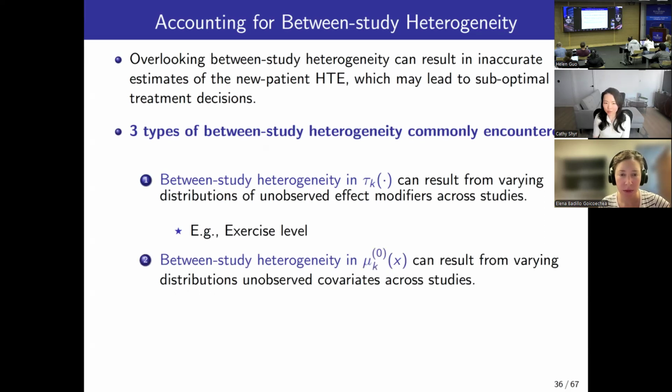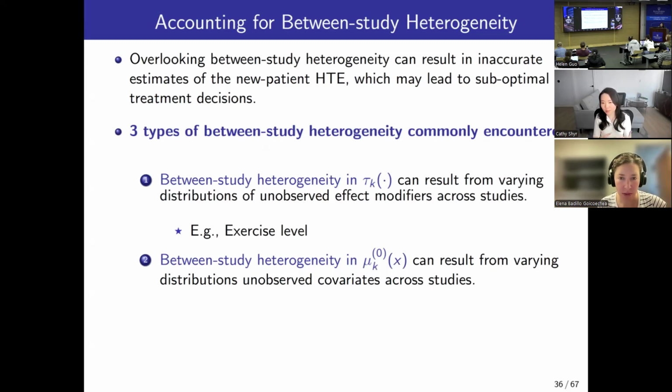The second source is between-study heterogeneity in the mu_0k. This can arise, again, from varying distributions of unobserved covariates across studies. So exercise again would fall into this category. It's been shown that exercise can prevent breast cancer or reduce the risk of breast cancer.